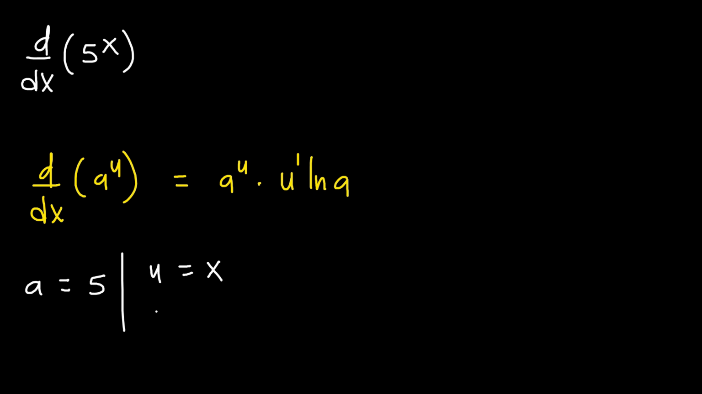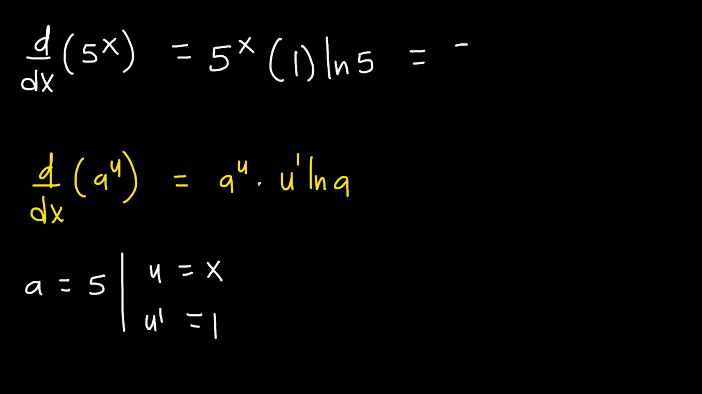And if we differentiate this, u prime will be equal to the derivative of x, which is 1. So this will be equal to a to the power of u, which will be 5 to the power of x, and then times u prime, which is 1, and then times natural log of a, which is 5. And so our final answer will be 5 raised to the power of x times natural log of 5.